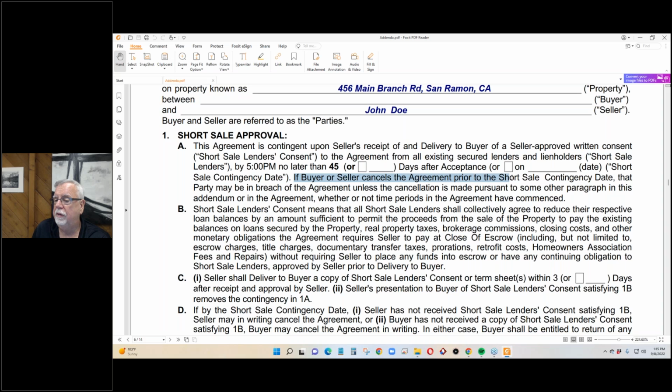If buyer or seller cancel the agreement prior to the contingency date, that party may be in breach unless it's pursuant to some other paragraph. So the short sale addendum doesn't basically say we all have 45 days to think about it. This is a firm offer. And if you have an inspection contingency and you find something you don't like, you can back out for that. But you can't just say, well, it's been 30 days and we're bored and we'd like to buy something else, so we're out, right?